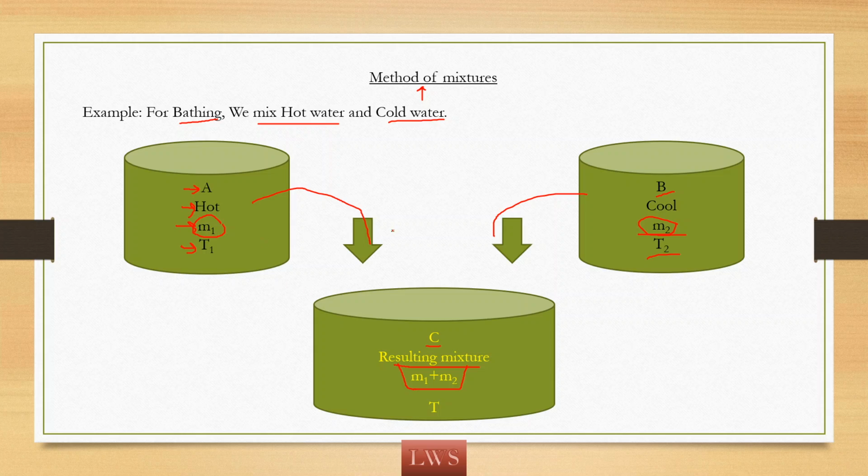So here A is hot, B is cool. If I mix these both, then this hot body will share or it will transfer its heat energy to the cool body, so that due to the sharing, the temperature of the mixture will be settled to a new value, that is capital T. So here what is capital T? T is the temperature of the mixture. It is the final temperature of the mixture.